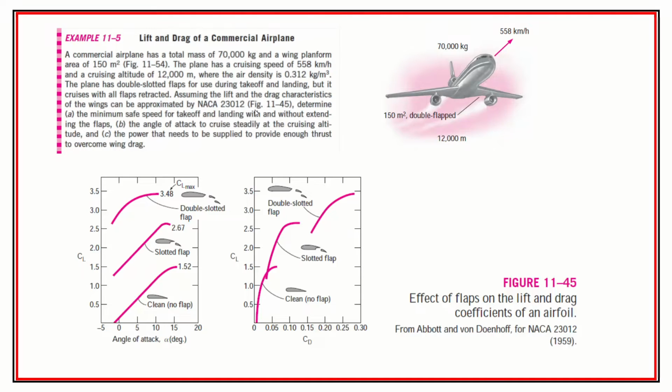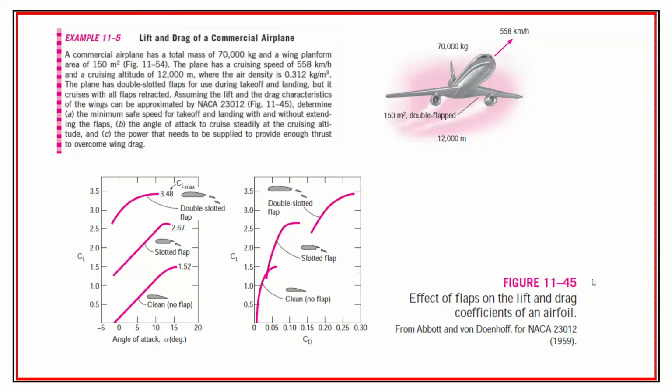And the plane has a cruising speed of 558 kilometers per hour and at an altitude of 12,000 meters, where the air density is given to us as 0.312 kilograms per cubic meter. The plane has double slotted flaps like these right here for use during takeoff and landing, but it cruises with all the flaps retracted.